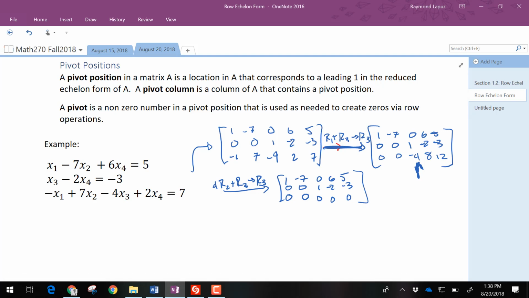So this is in row echelon form. Question, is this in reduced row echelon form? What do we need to do to make it in reduced row echelon form? A couple people said no. I mean, a couple people said yes. So which one is it? If it's no, then what do I have to do to make it into a reduced row echelon form? Yeah. Can you make that negative 7 disappear? Andrew?